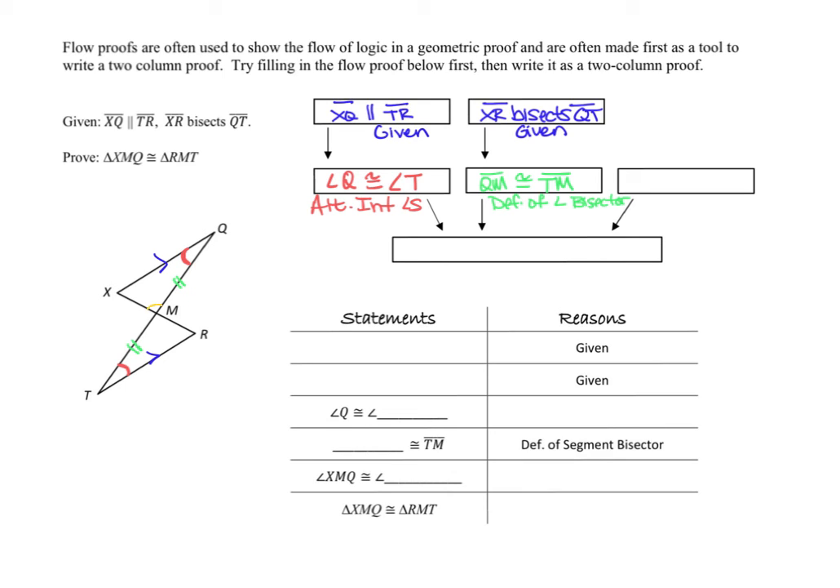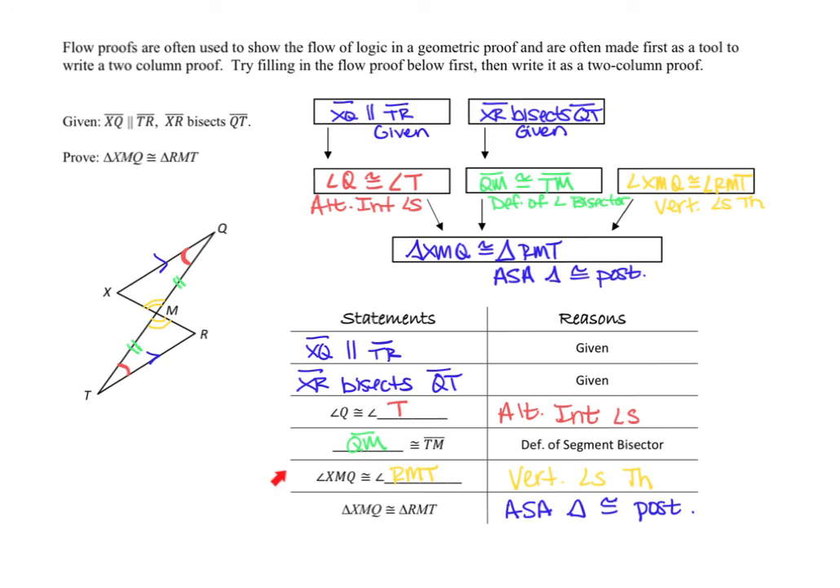The two angles in the middle are vertical angles. So we can say that angle XMQ is congruent to angle RMT by the vertical angles theorem. Now I can say that triangle XMQ is congruent to triangle RMT by angle, side, angle. So go ahead, take a moment and transfer this proof of the flowchart into the two-column proof. Here is what your two-column proof would look like.